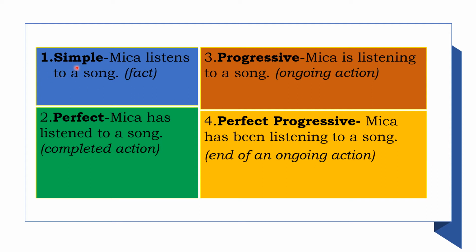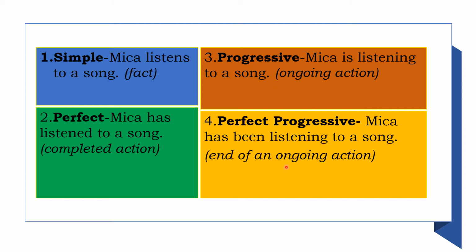Simple aspect, okay, it expresses a fact. Example, Mika listens to a song. For the perfect aspect, the verb listen becomes listened because it expresses now a completed action. And for progressive aspect, we are going to use the present participle of the verb. That's why the base form listen became listening. So Mika is listening to a song. It suggests that there is an ongoing action.